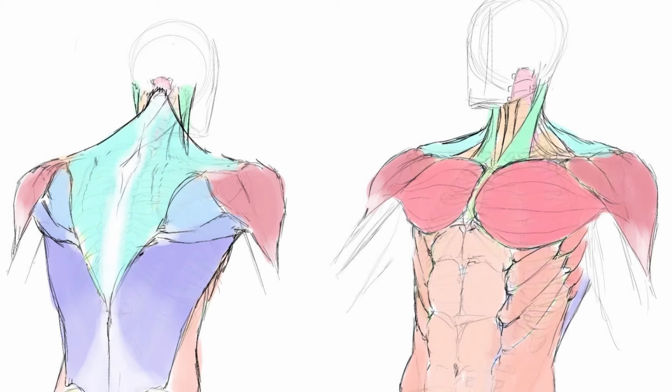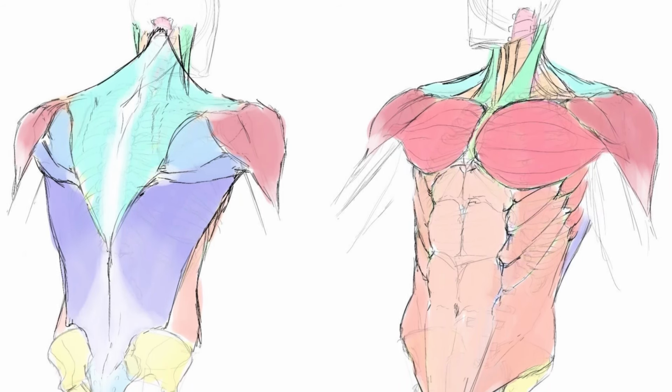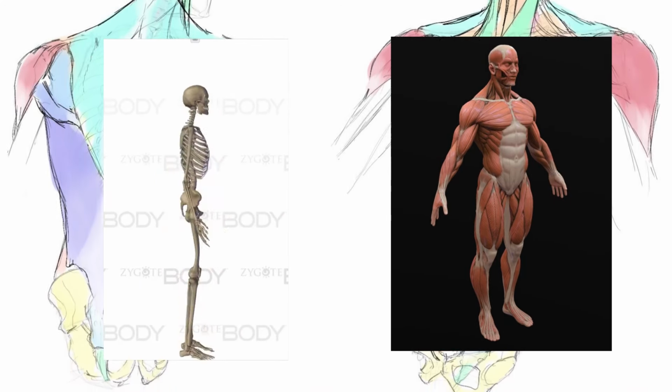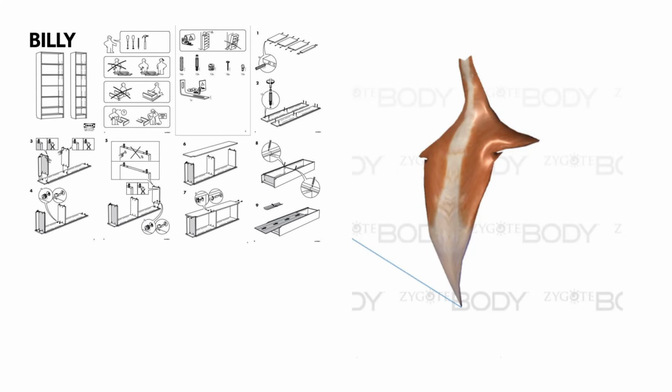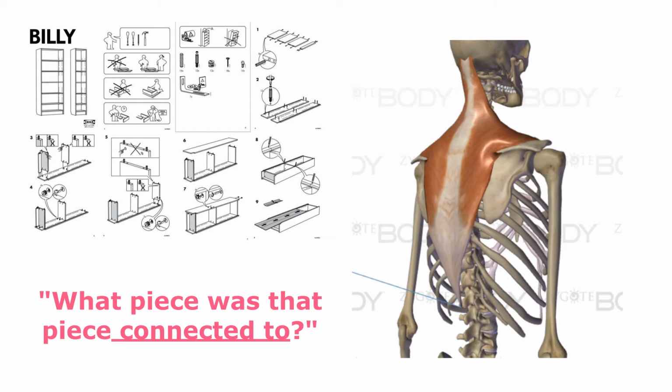I've been kinda planning out on how to study basic anatomy. I don't know if this was the best way to approach bone and muscle anatomy, but this is how I did it. My mindset was basically Lego or IKEA. I was thinking what piece was that piece connected to.